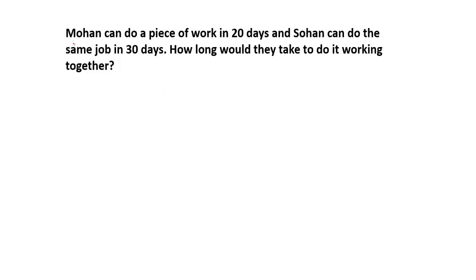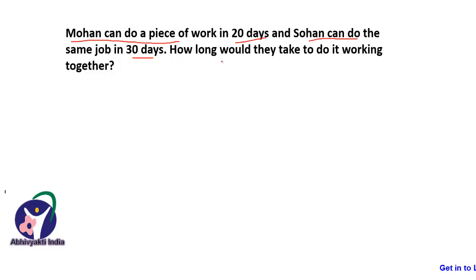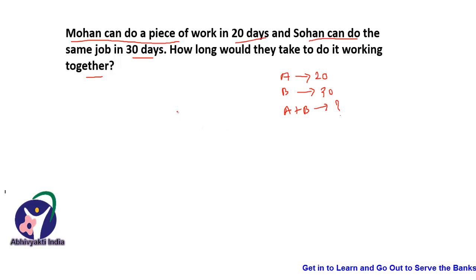Here is the first question on the screen: Mohan can do a piece of work in 20 days and Sohan can do the same job in 30 days. How long would they take to do it working together? Here A can do a complete work in 20 days and B alone can do it in 30 days. If they work together, how many days would they take to finish the work?